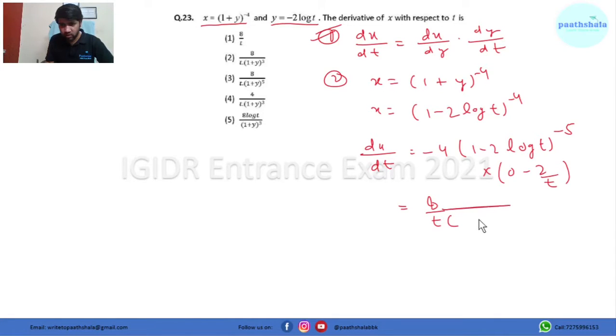In the denominator you will get 1 minus 2 log t to the whole power 5, or alternatively you can write it as 8 upon t into 1 plus y to the power 5, since minus 2 log t is y. Let's look at the choices. Here it is 8 upon t times 1 plus y to the power 5. So option 3 is the right option.